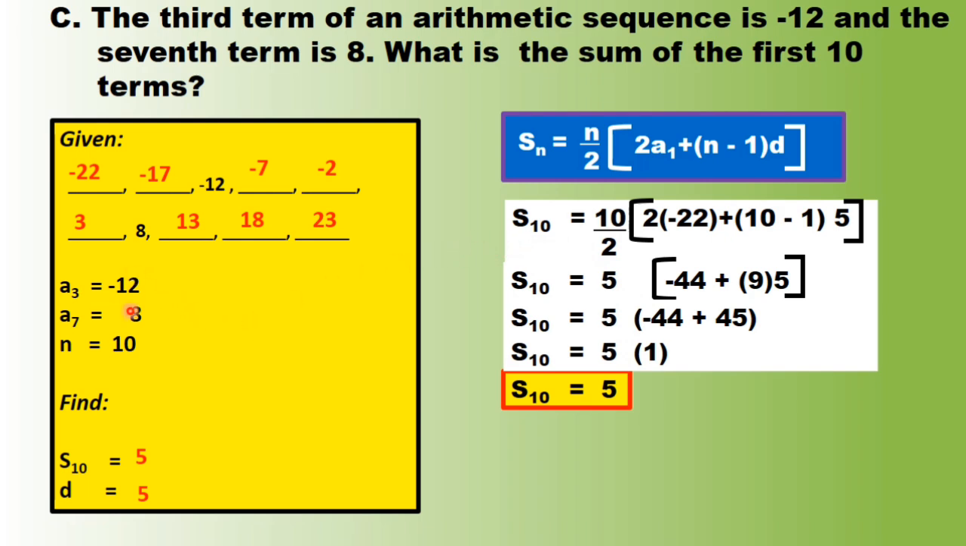So, we can now substitute these values in S sub n. The number of terms is 10. A sub 1 is negative 22. Here it is, negative 22. Number of terms is 10 and the common difference is 5. Solving S sub 10, S sub 10 is equal to 5.